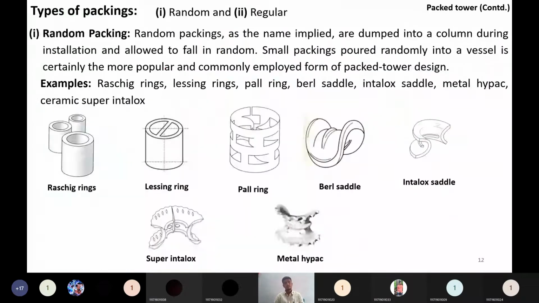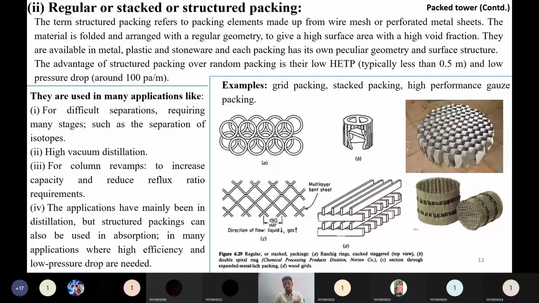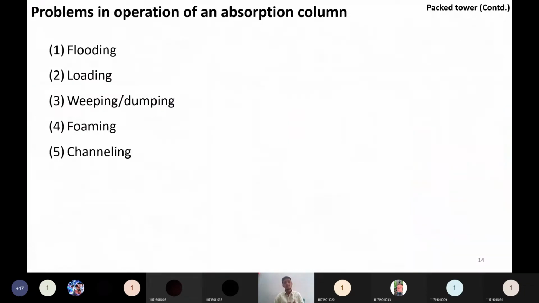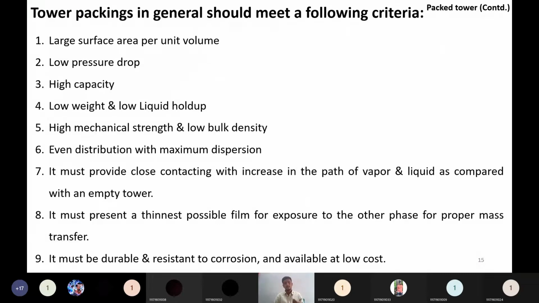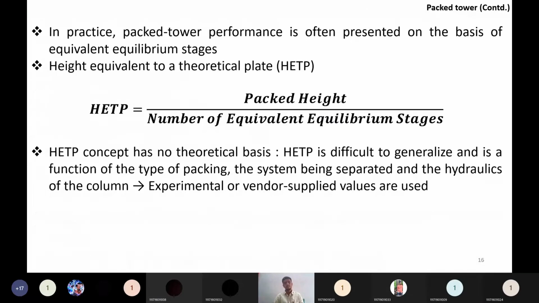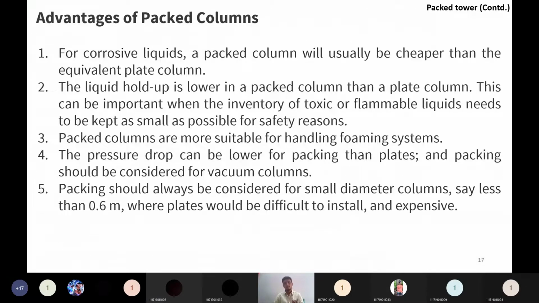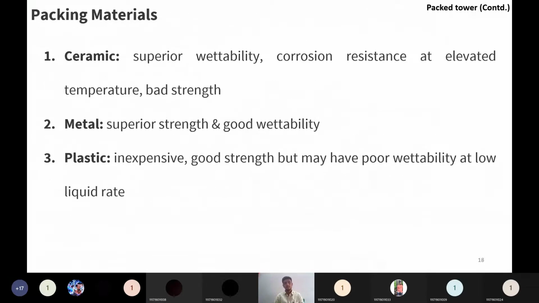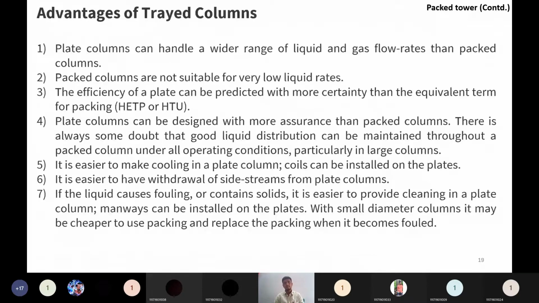What is its design procedure and everything we have seen. Then various packings, regular packing or random packing, we have seen. Then what are the operational problems in the absorption column we have seen. Then tower packing, the required criteria to design the tower packing we have seen. Then the HETP method, advantage of packed tower, then packing materials, and the advantage of tray columns.